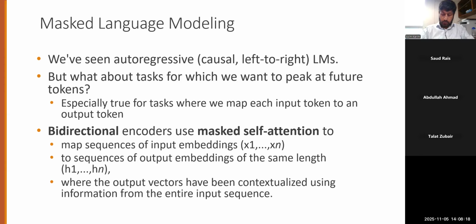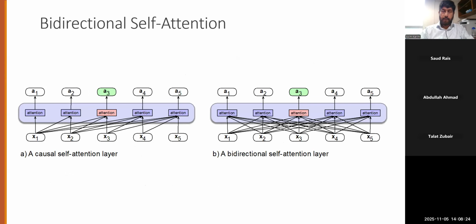All right, so let's look at the basic architecture. How does the bidirectional model work? The key difference, as I said, is that we attend to both the left-hand side as well as the right-hand side at any given position i, instead of just what has appeared before position i. So that's why this is called bidirectional.